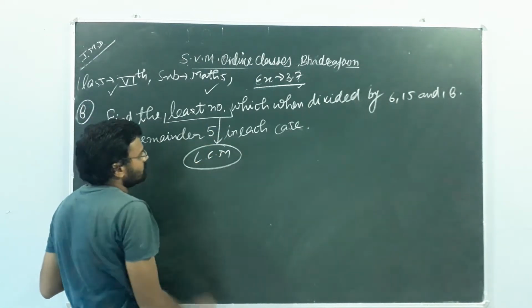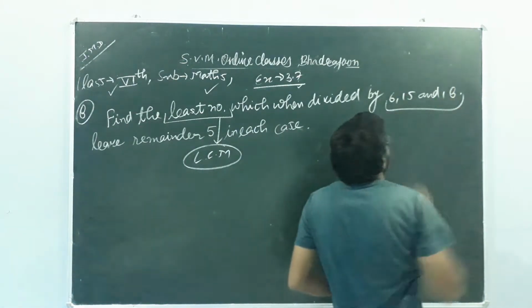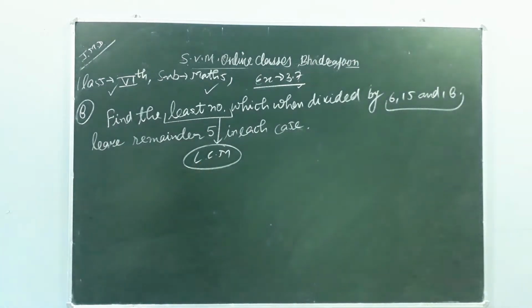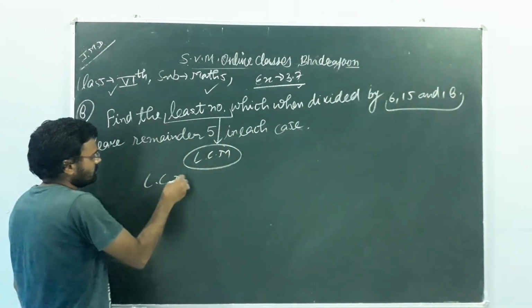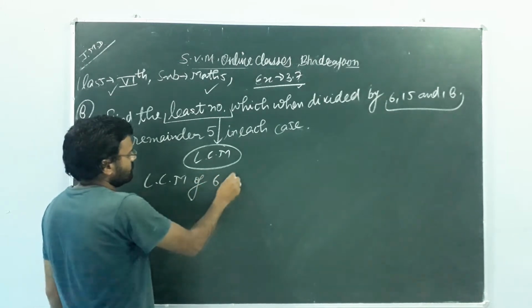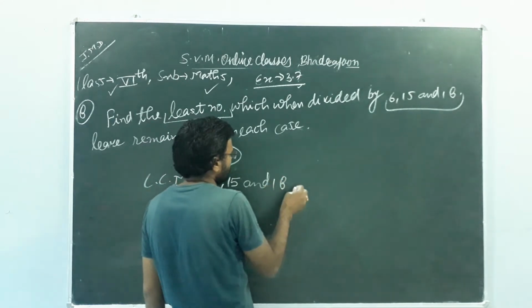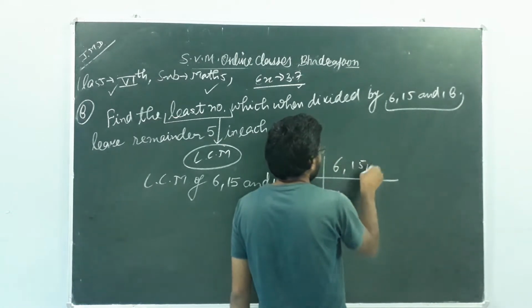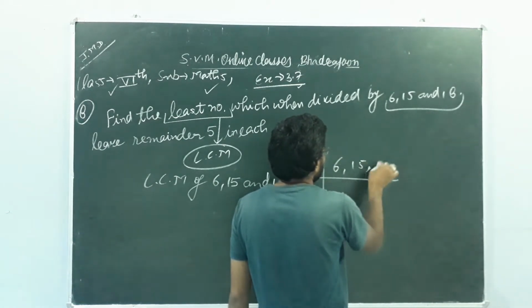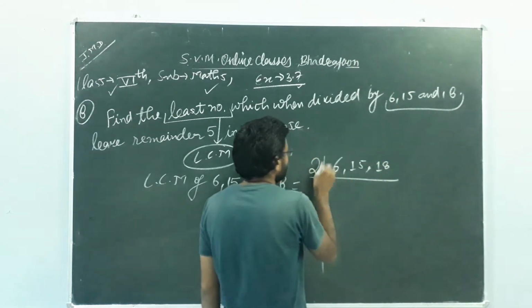So we have to find out the LCM of these three numbers, which are 6, 15 and 18. So we will go for finding the LCM. LCM of 6, 15 and 18 is equal to, what we have to do is 6, 15, 18. Now we will just divide it by 2.